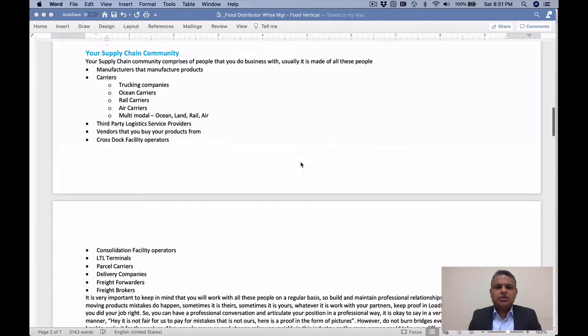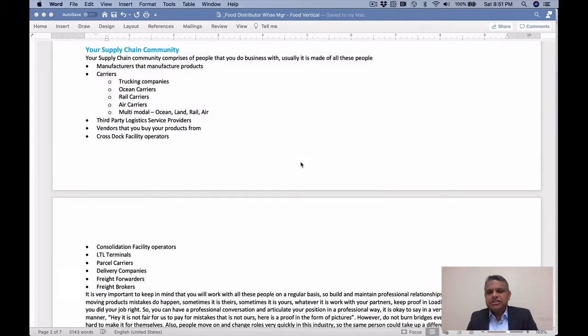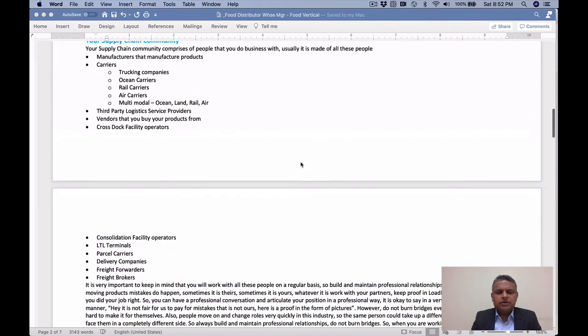So while you're doing all this, also keep in mind that you're working in a supply chain community, right? Your supply chain community comprises the people that you do business with. Usually, it's made of manufacturers that manufacture products, carriers, trucking companies, ocean carriers, rail carriers, air carriers, multimodal, right? Ocean, land, rail, air, third-party logistics service providers, vendors that you buy your products from, cross-dock facility operators, consolidation facility operators, right? These guys make sure the trucks are thoroughly full, right? The cube is maximized. Consolidation facility operators, LTL terminals, parcel carriers, delivery companies, freight forwarders, freight brokers, right? So all these people that you're going to work with on a daily basis.